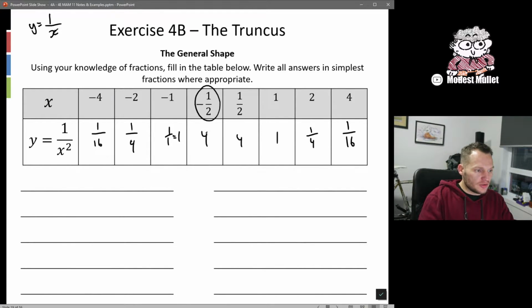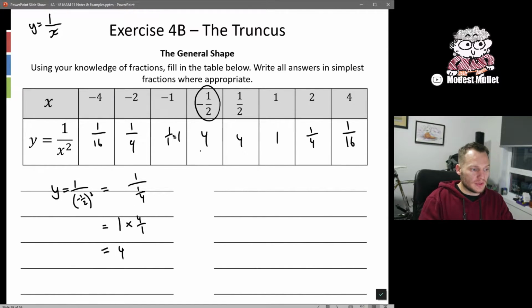Just to quickly show how we get the 4 from this: we get y equals 1 on -½ all squared, which gives me 1 on that fraction squared, which becomes a quarter. Now we have 1 divided by a quarter, and if we remember, if we're ever dividing by a fraction, we can multiply by the reciprocal instead. So instead of 1 divided by a quarter, we can do 1 times 4 over 1, and that gives us 4 finally. So that's where that 4 comes from.